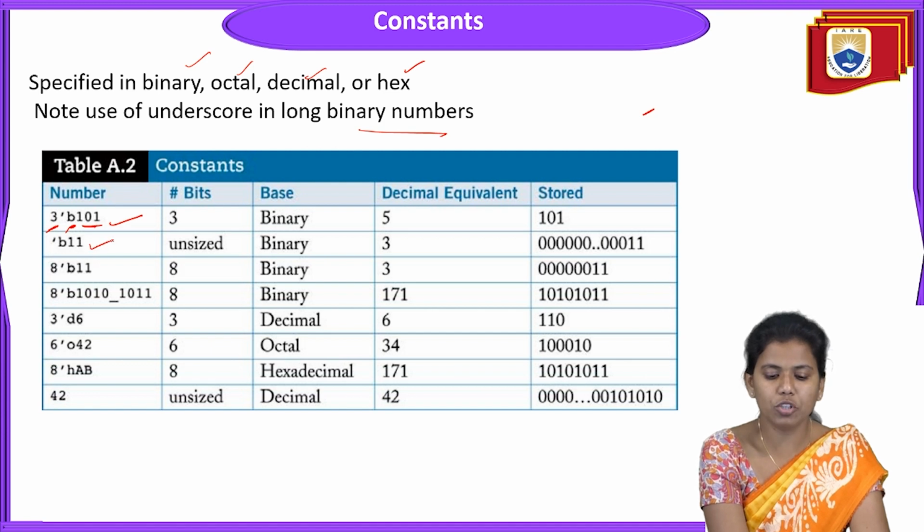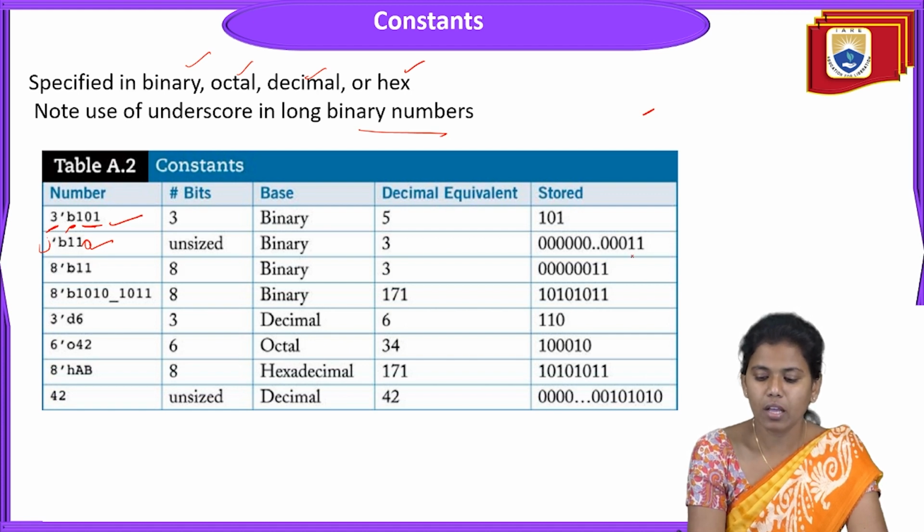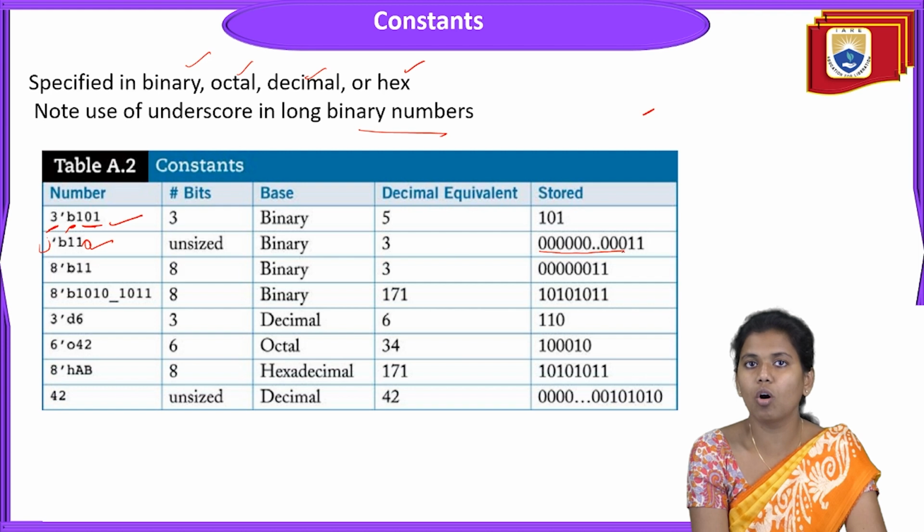Coming to the second one, the constant is unsized. Nothing is mentioned here, right? So it is an unsized bit, and it is binary. B is binary, and 110. If nothing is there, we have to consider it as 0. So it is 110. How am I storing it here? As it is unsized, there's no particular size. For that reason, I'm considering all the bits as 0. All the zeros, and then finally 11.